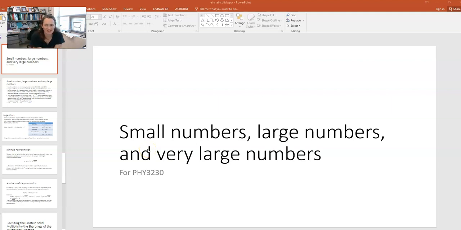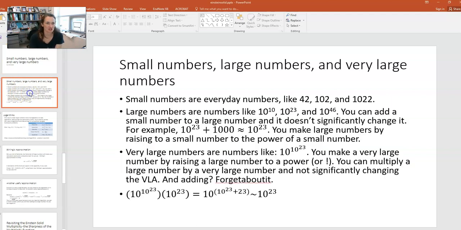In today's lecture, I'd like to talk to you about small numbers, large numbers, and very large numbers, and how to use some important approximations for thermodynamics. So first, let's define our terms. Small numbers are everyday numbers like 42, the answer to life, the universe, and everything.